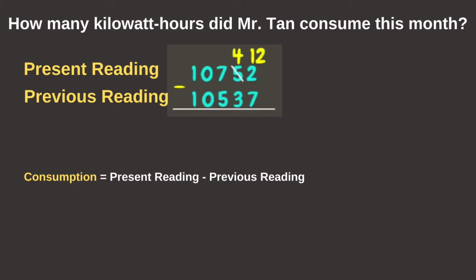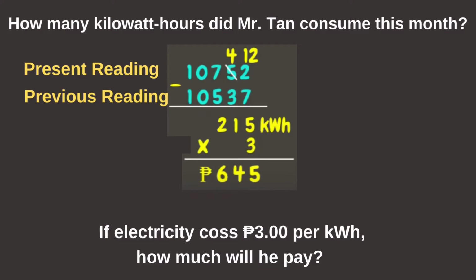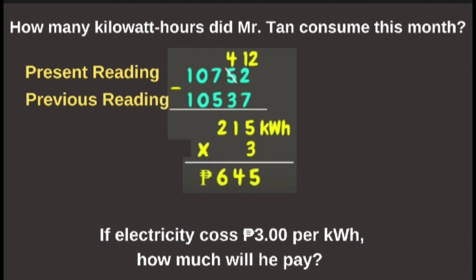Now let's recall our problem. To determine the electricity consumed, we need to subtract the previous reading from the present reading. Let's subtract. If electricity costs 3 pesos per kilowatt hour, how much will he pay? To get the cost, we need to multiply the amount of kilowatt hours consumed by the cost per kilowatt hour.